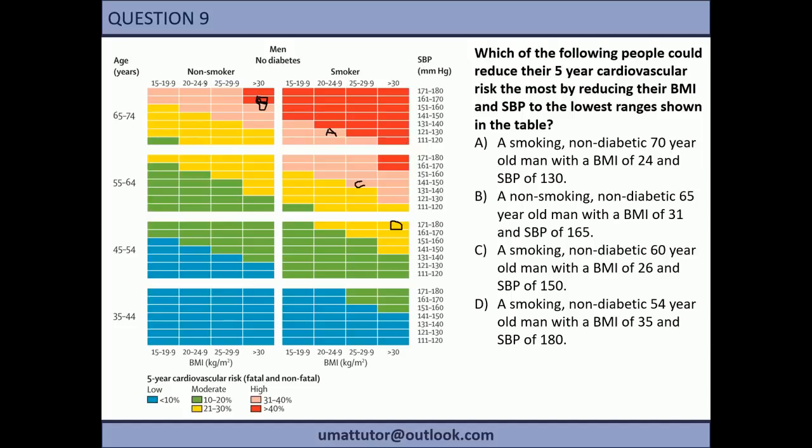In other words, B will remain in this top left box regardless of how you change their blood pressure and their BMI. But if we reduce the BMI and the blood pressure to the lowest point possible, shown in the table, that would be the bottom left box.